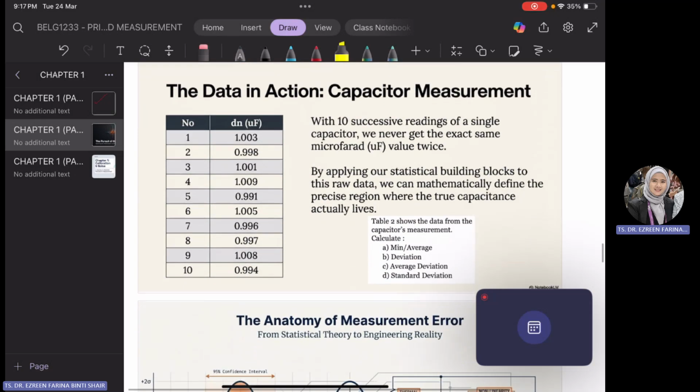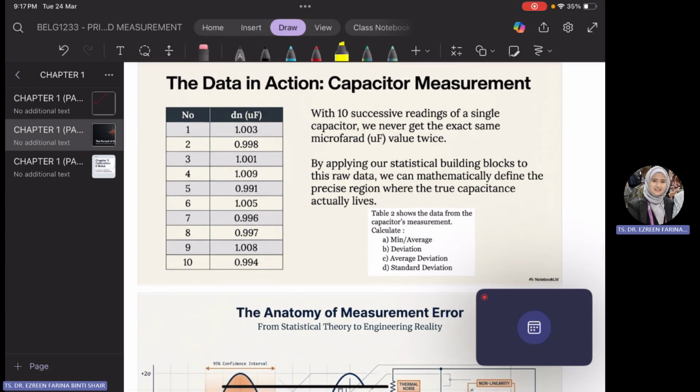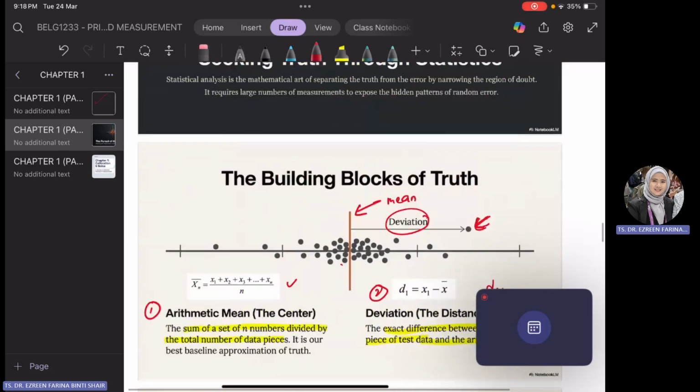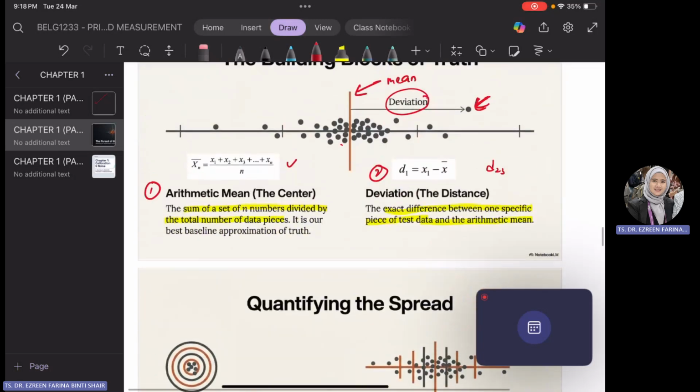Okay, for this one, this is very simple. So I want this to be your homework. Please try this example and calculate the mean value, deviation, average deviation, and standard deviation. It's practically very straightforward. Just use the formula that we have introduced before.